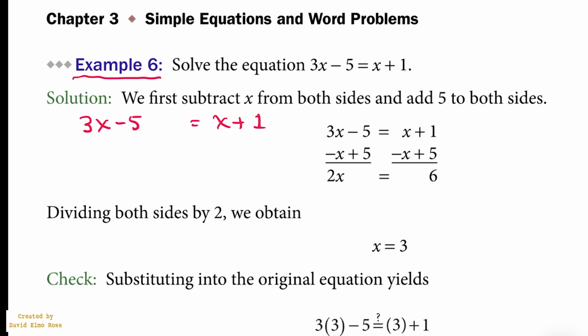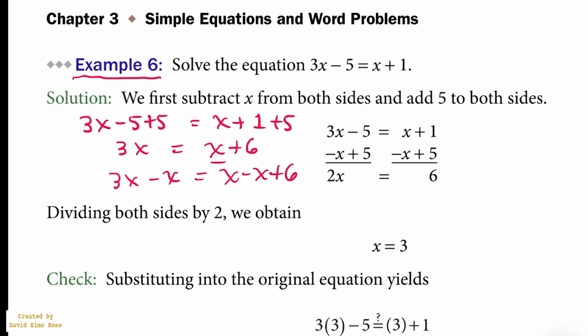What we want to do is get rid of the minus 5 on the left, so we're just going to add 5 here and we're going to add 5 there. What this ends up being is 3x on the left side is equal to x plus 6. What we want to do is get this x away from this side, so we're going to say 3x minus x is equal to x minus x plus 6. So 3x minus x equals 6, which is really 2x equals 6.